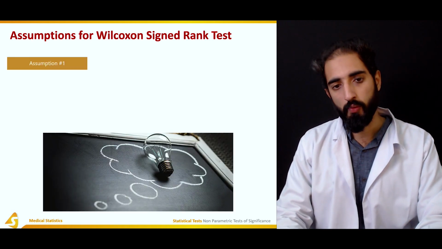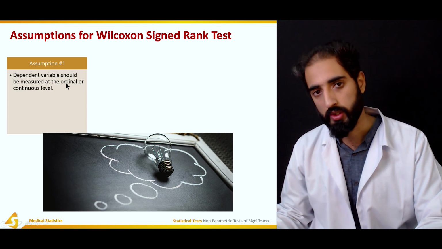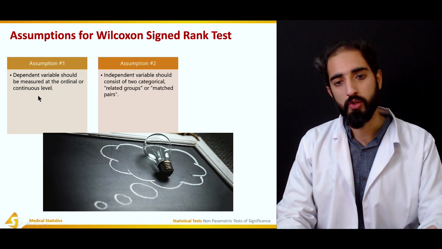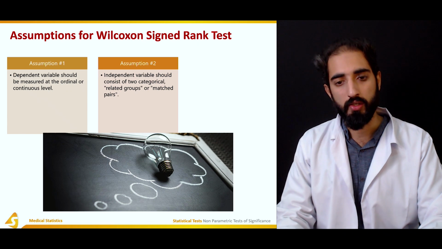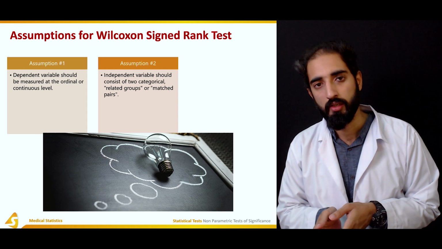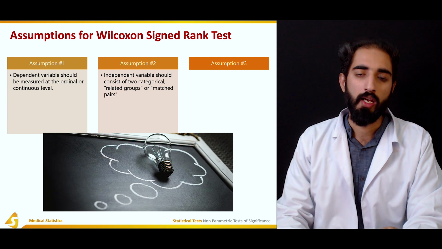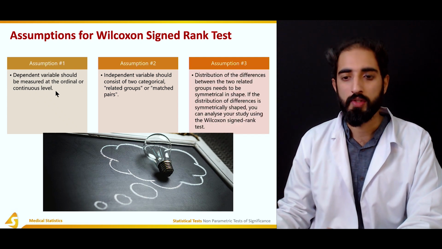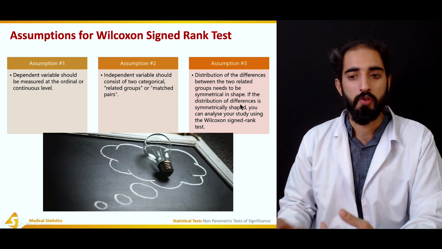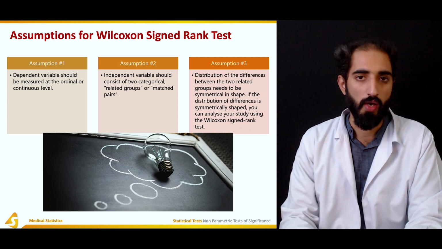So what are the assumptions for Wilcoxon? Number one, the dependent variable should be measured at the ordinal or continuous level, but for the paired t-test it should be only continuous. And assumption number two, the independent variable should consist of two categorical related groups or matched pairs, such as baseline and follow-up or pre and post analysis type of studies. And in assumption number three, the distribution of the differences between the two related groups needs to be symmetrical in shape. If the distribution of differences is symmetrically shaped, you can analyze your study using the Wilcoxon signed rank test.